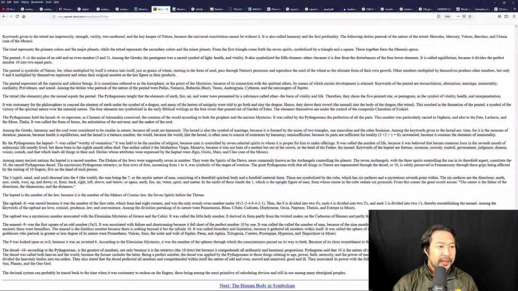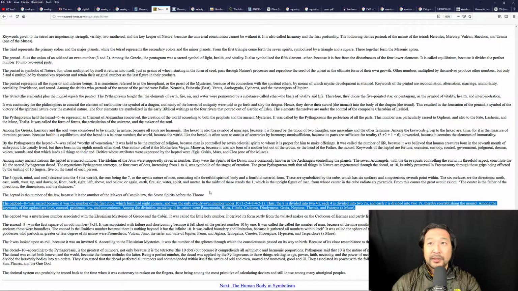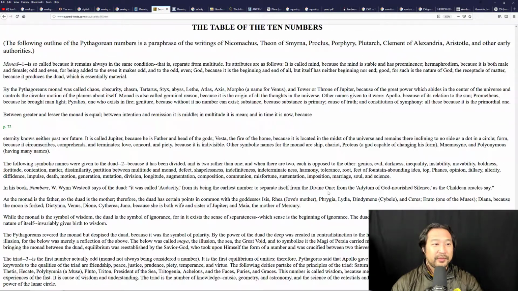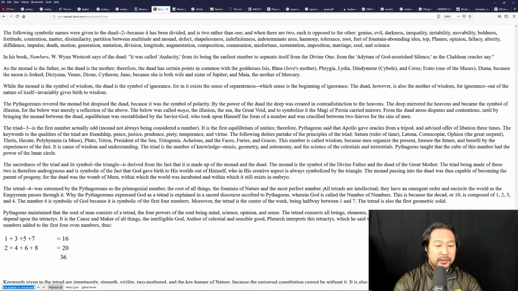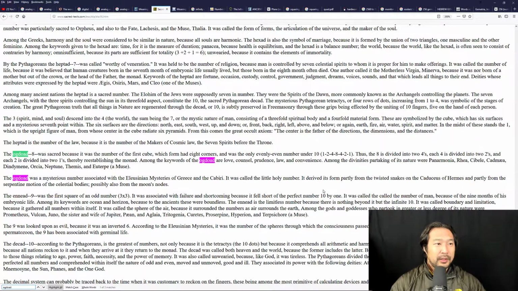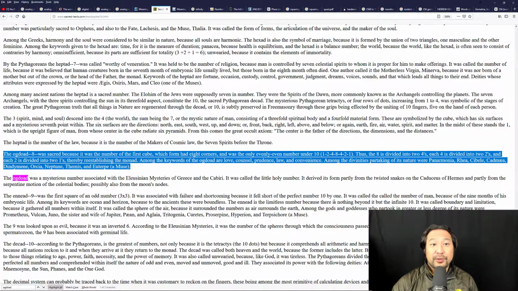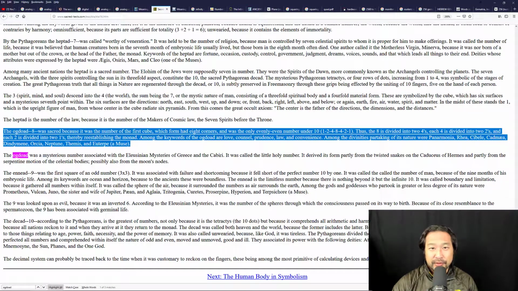So the Ogdoad, the 8, was sacred, and let me go ahead and increase this more than 150. Let's do Ogdoad. The Ogdoad, 8, was sacred because it was the number of the first cube, which had 8 corners, which is interesting when you think about the cube. You think about Saturn, and it was the only even number under 10.